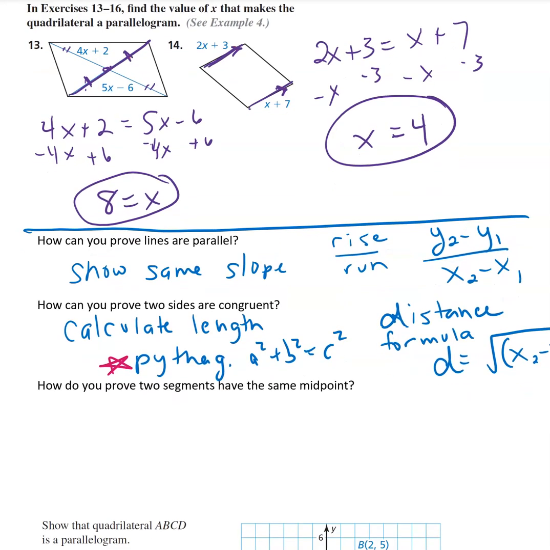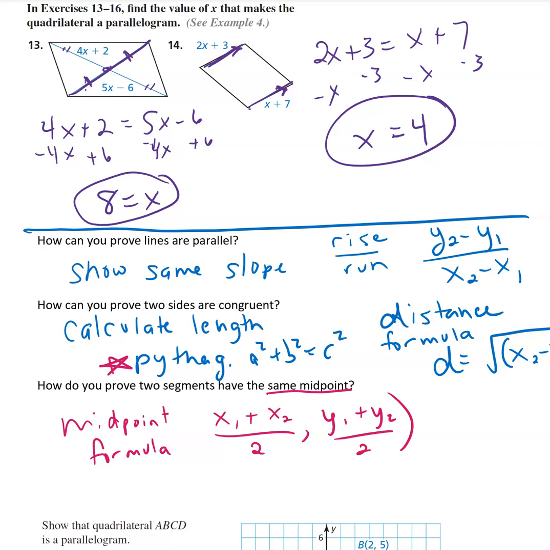And then the last thing that we might need to prove is to prove that two segments have the same midpoint. This is showing that they bisect each other. If they have the same midpoint, they bisect each other. And we would do that by using the midpoint formula. And the midpoint formula, remember, is just averaging the x values and averaging the y's. So we would add x1 to x2 and divide by 2, and add y1 to y2 and divide by 2. And that would give us the midpoint. And of course, if it was for two segments, you would need to show that for each segment.